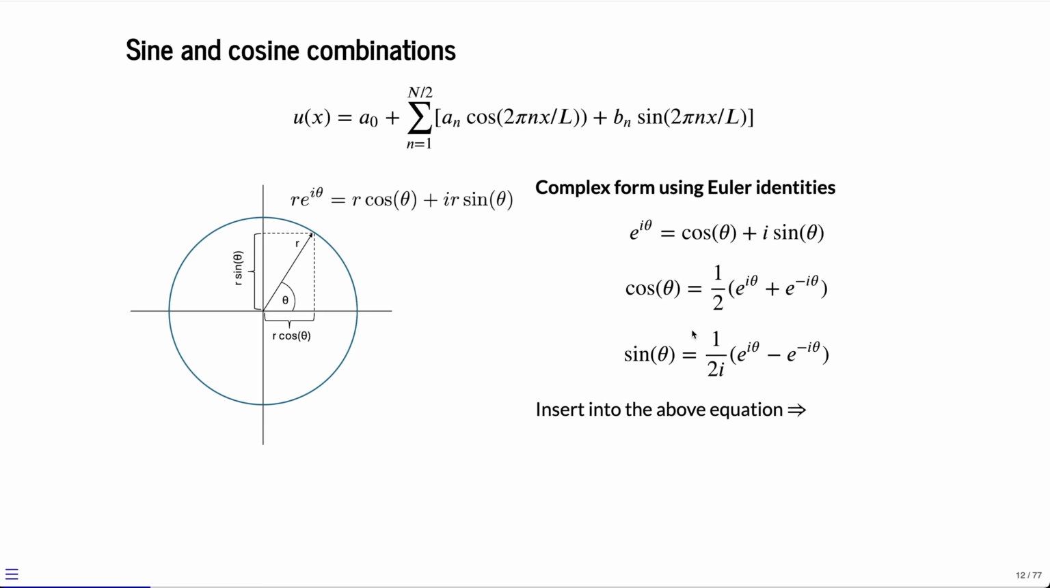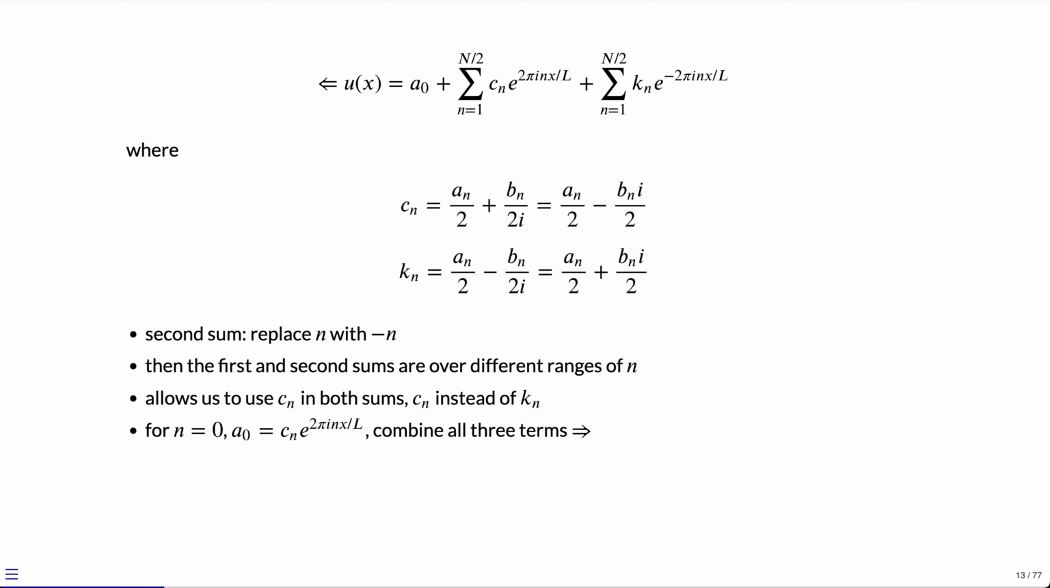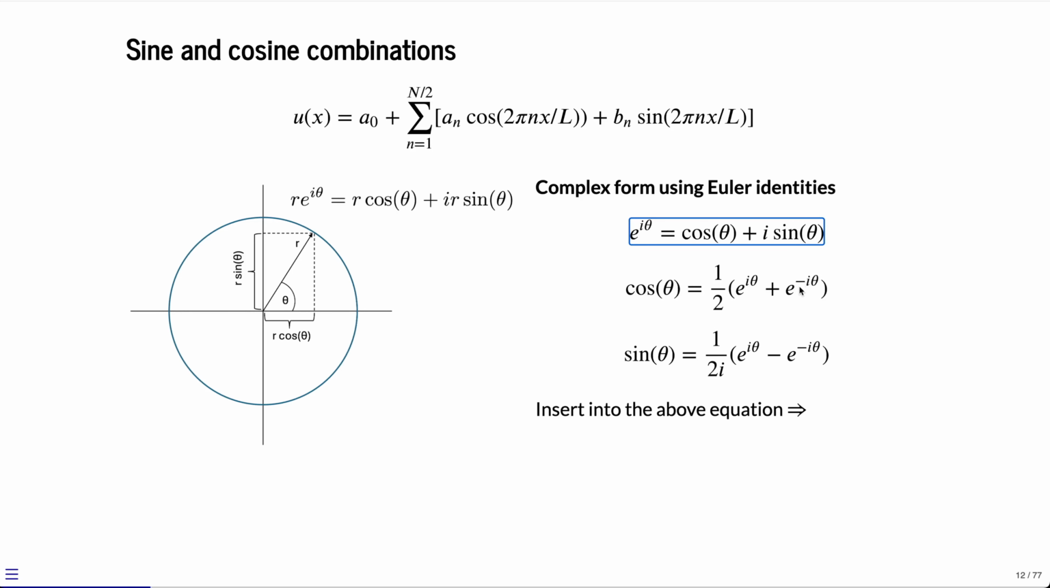And if you insert these two into this equation, then we get the following. Here we have a summation over the cosines and a summation over the sines, so we end up with two summations here. The first summation has this Cn e to the 2 pi i n x over L, Kn e to the minus 2 pi i n x over L. That just arises because we had plus and minus terms here. Now, of course, when we do the substitution, we're substituting this whole quantity 2 pi nx over L in for theta.